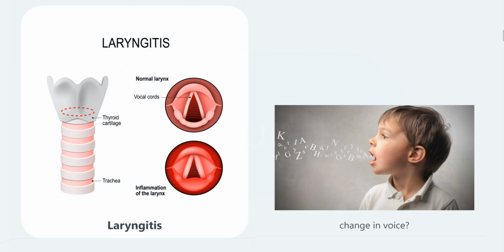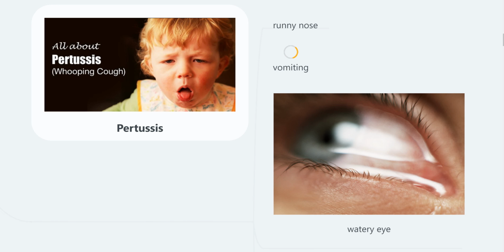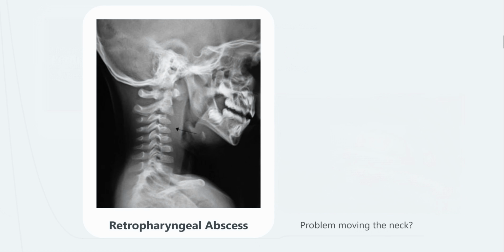For laryngitis, you ask, is there any change in voice that refers you to laryngitis? For pertussis, you ask, is there any runny nose, watery eye, vomiting? All of these refer you to pertussis. For retropharyngeal abscess, is there any high fever? And the most important question to ask, is there any problem moving your neck?